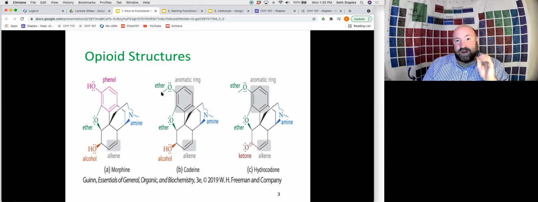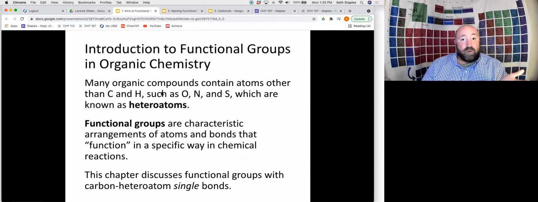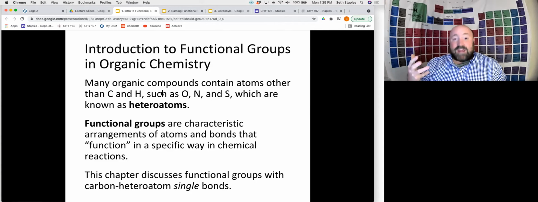That's the key. What we're going to key in on these next few videos is looking at different functional groups, the types of groups that exist, and how we name some of them. Because so far, what we've focused on is just hydrocarbons, carbon compounds that have just carbon and hydrogen in them. Many organic compounds contain atoms other than carbon and hydrogen, things such as oxygen, nitrogen, and sulfur. When it comes to organic compounds, we call these heteroatoms. A heteroatom is anything that is not carbon or hydrogen.